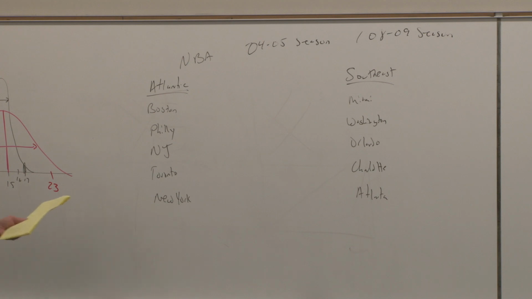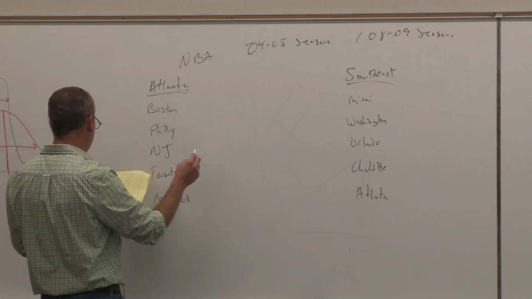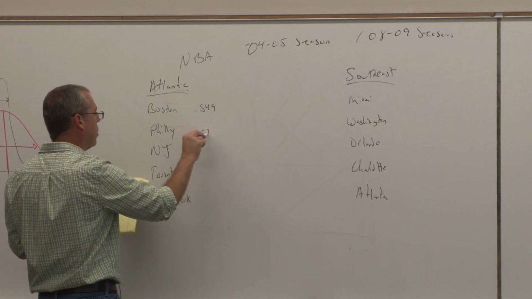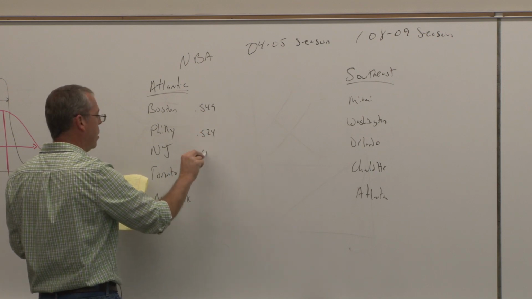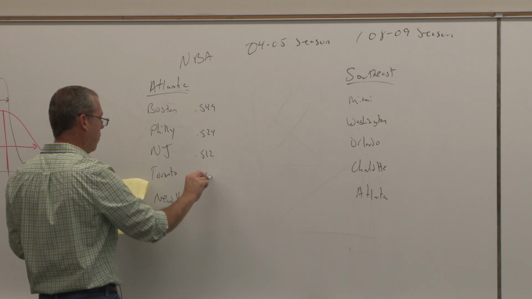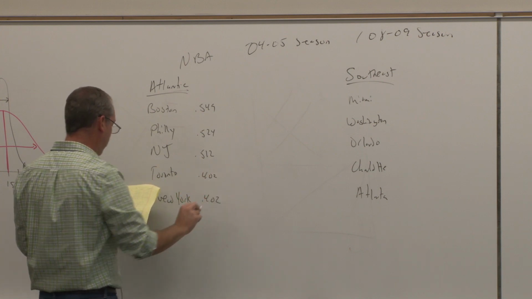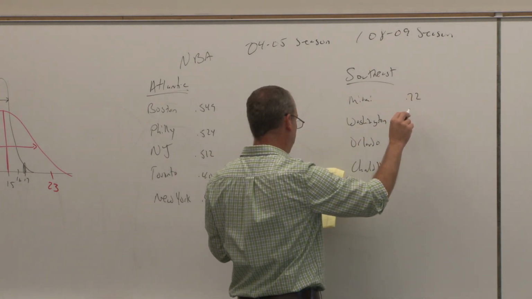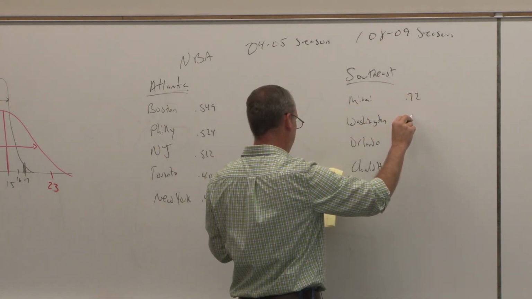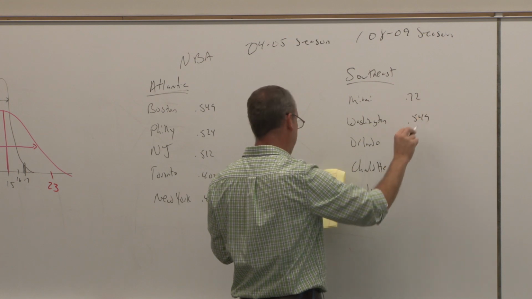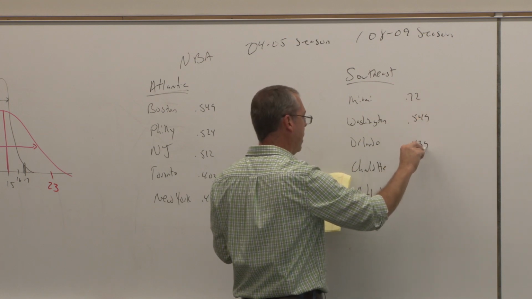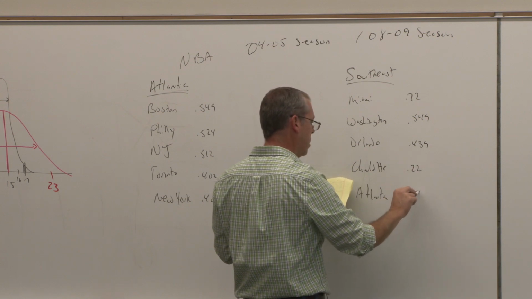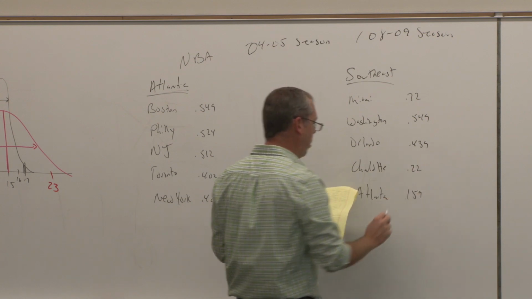So the winning percents for these teams in that season: 0.549, 0.524, 0.512, 0.402, 0.402. Over here, 0.72, 0.549, 0.439, 0.22, 0.159.